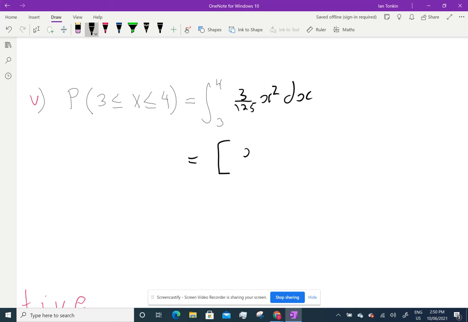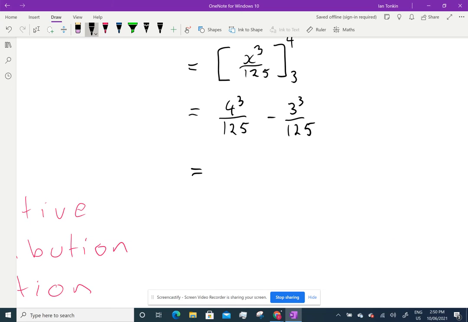It's x cubed on 125 between 4 and 3. So it's 4 cubed on 125 minus 3 cubed on 125, which is 64 on 125 minus 27 on 125, which is 37 on 125. And that's the probability of getting a value from 3 to 4.